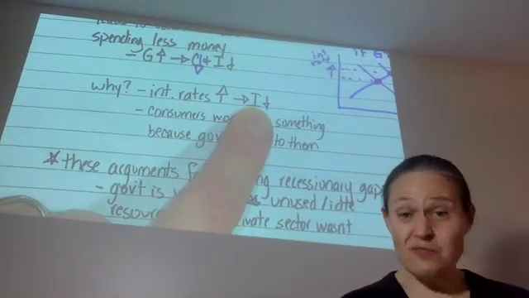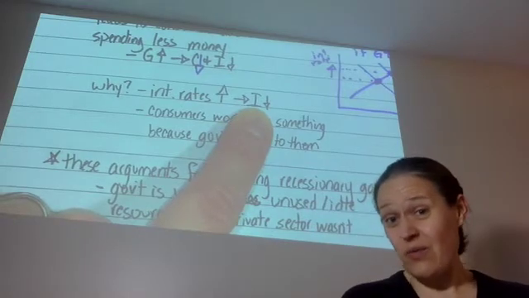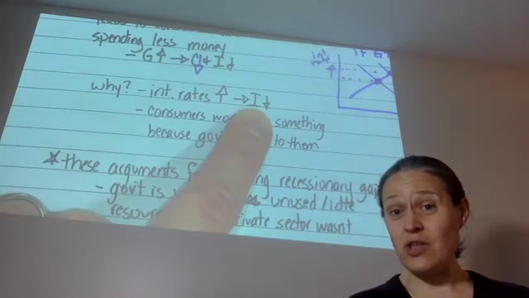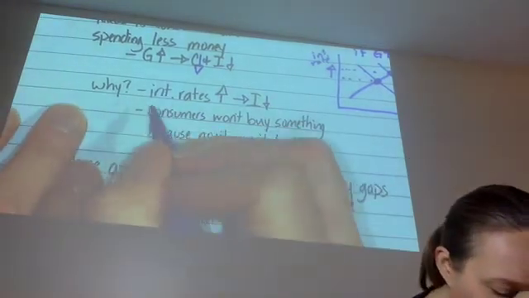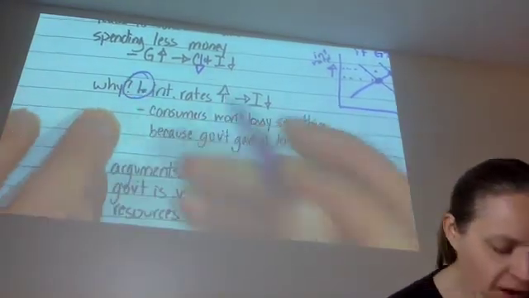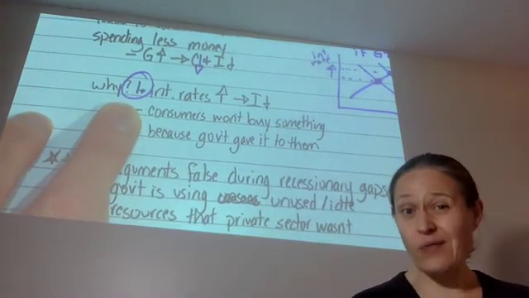Therefore, investment spending will go down. Businesses will stop taking out as many loans because the prices are higher. So that is one reason. So here's one reason why they argue that crowding out will happen.